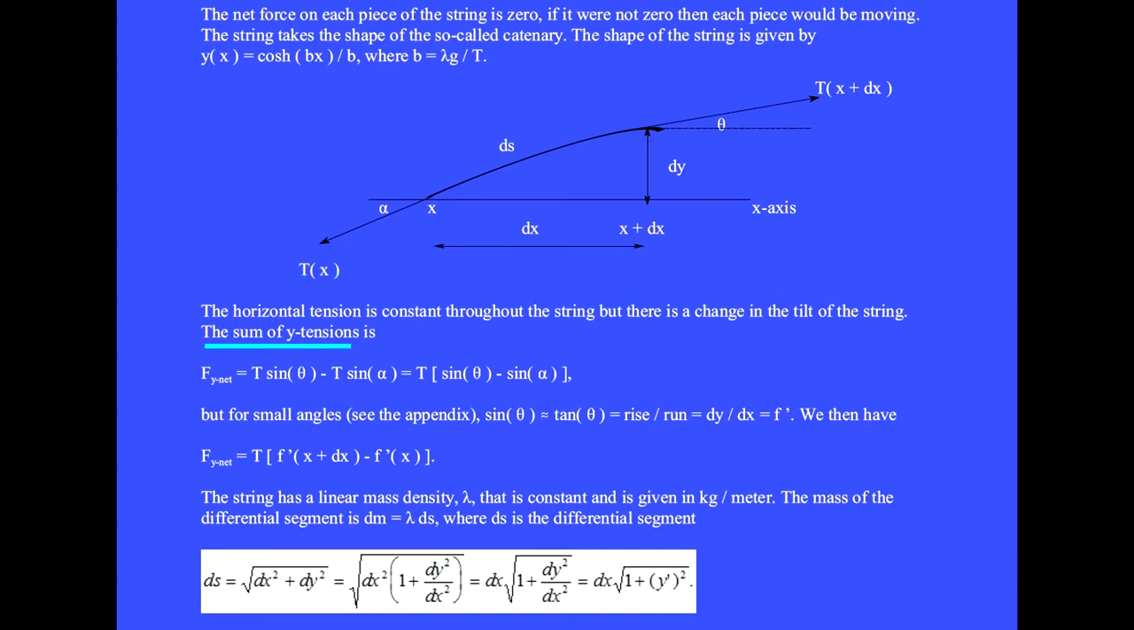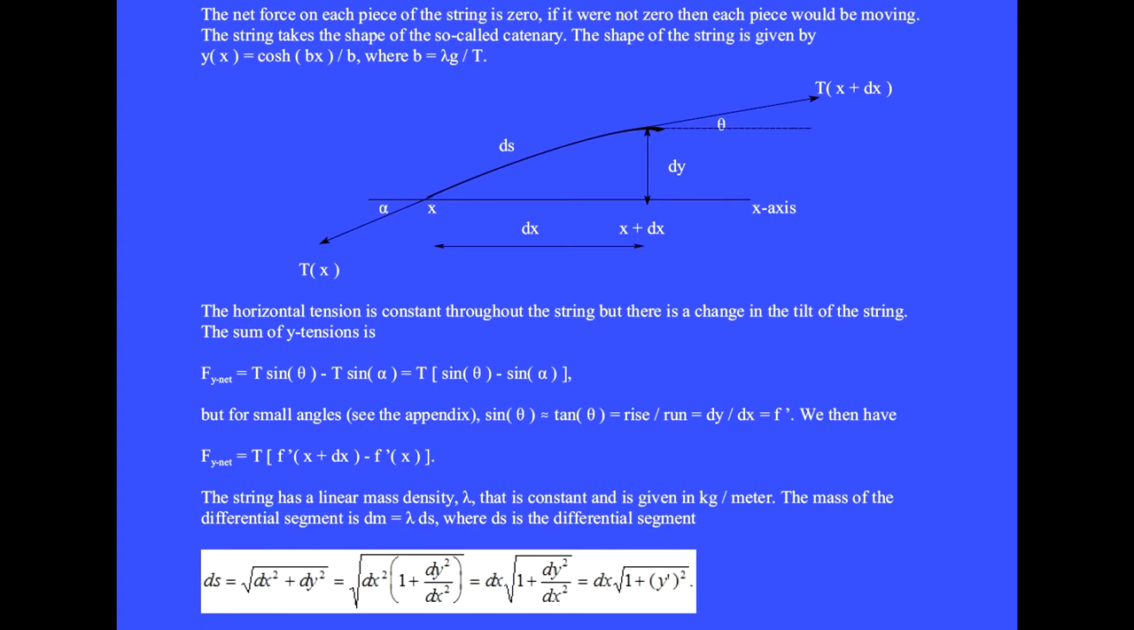The sum of y tensions is Fy net equals plus T sine theta minus T sine alpha, equals T times sine theta minus sine alpha. But for small angles, as shown in the appendix, sine theta is about the same thing as tan theta, which is rise over run, equals dy over dx, equals f prime. So we can replace sine with a derivative f prime. We then have the net y force equals the tension T times f prime at x plus dx, minus f prime at x.